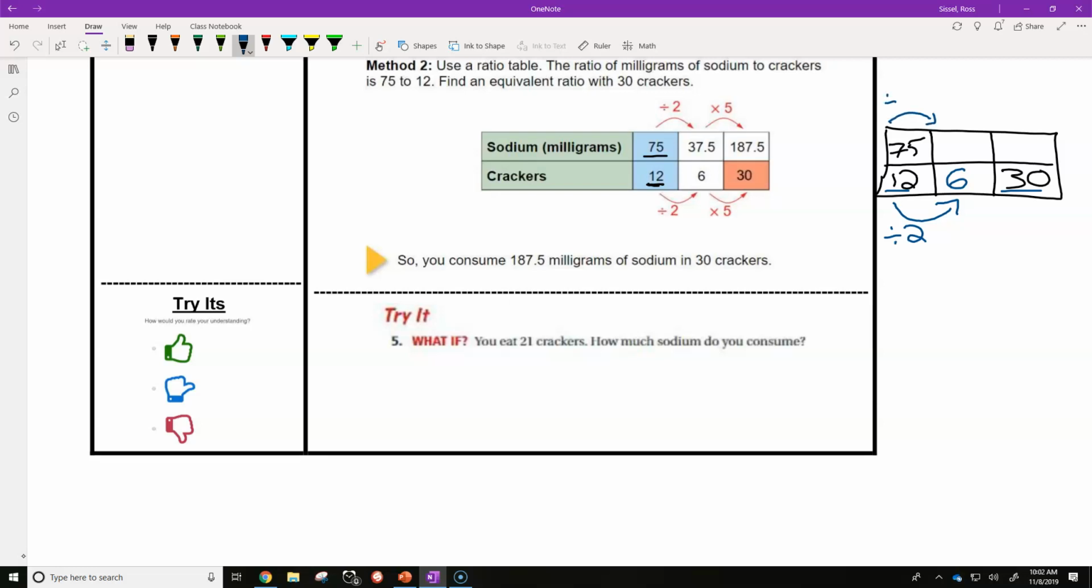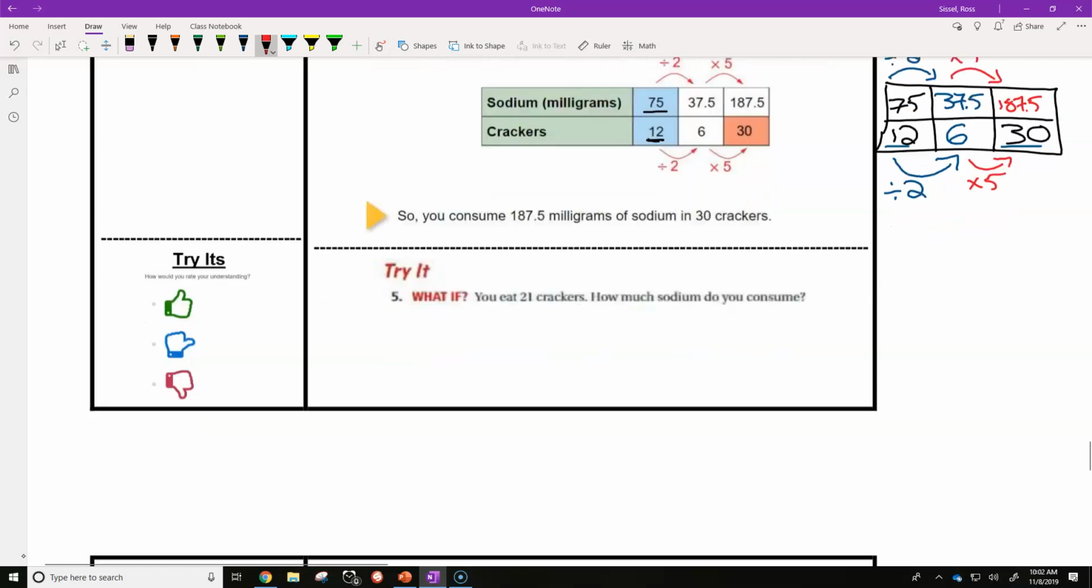So 75 divided by 2 is 37.5. Now, if it came out to be a decimal that does not stop, would I have used it? Then, how do I go from 6 to 30? We times by 5. 37.5 times 5 gave me my 187.5. Okay, I know that is tricky. This is where perseverance comes into play. You have to try hard.